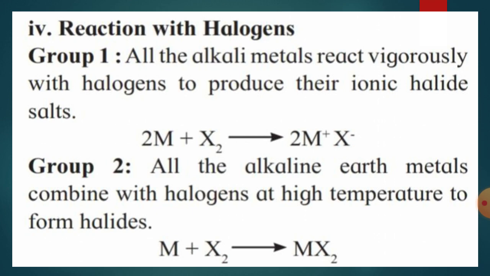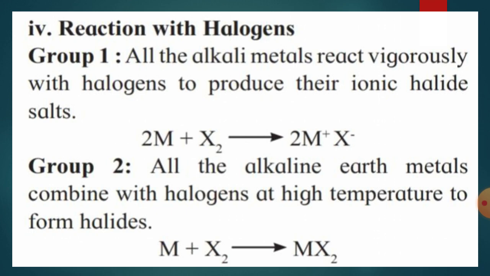Let's take a reaction with lithium. Two molecules of Li, when reacted with X2, get converted into 2Li+. Take here in place of metal Li, and in place of halide Cl. So 2Li plus Cl2, that is chlorine, gets converted into 2Li+ Cl-. So when any of the metal of group 1 reacts very fast with halogen, it gets converted into its respective ionic halide salt.